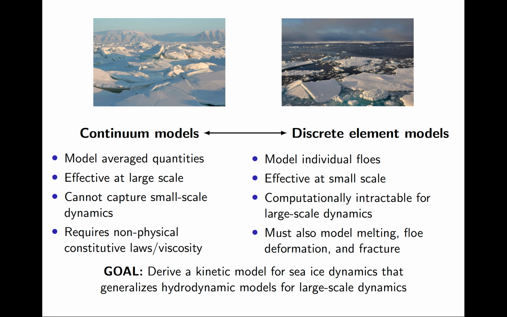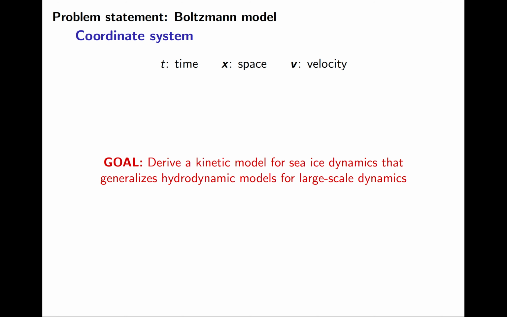So the goal of our research is to derive a kinetic model which takes into account this floe-floe small-scale interaction, but generalizes or uses that within a hydrodynamic approximation or a generalization of the hydrodynamic approximation so that we can apply it at the large scale. So we are going to use the Boltzmann equation to model the kinetic behavior of sea ice dynamics on the large scale. The Boltzmann equation is defined in a coordinate system that has three parts.